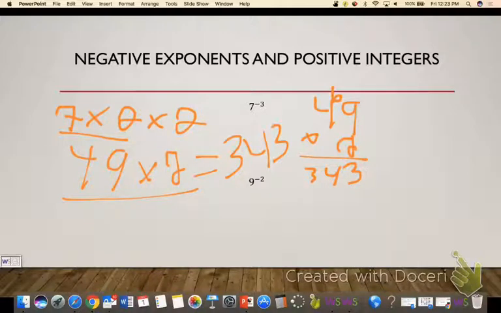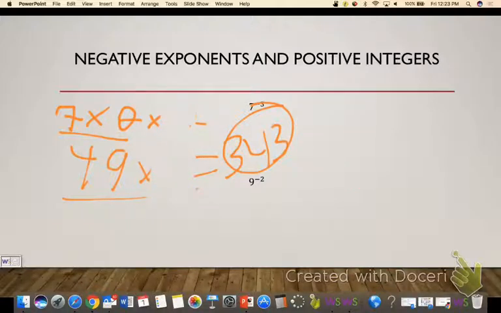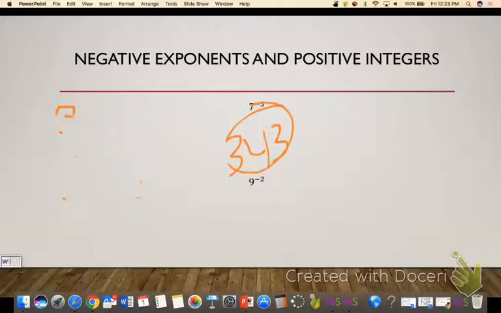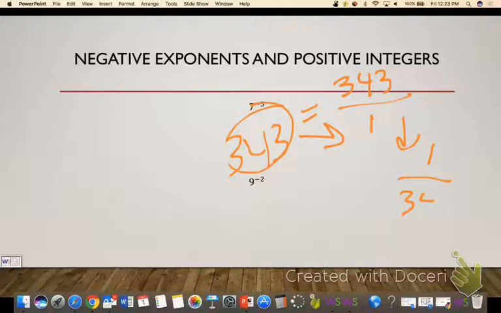Okay. So we need to find the reciprocal of this. We need to find the reciprocal of 343, which is 343 first. So that changes into 1 over 343. Got it? So 1/343 for 7 to the negative third power.